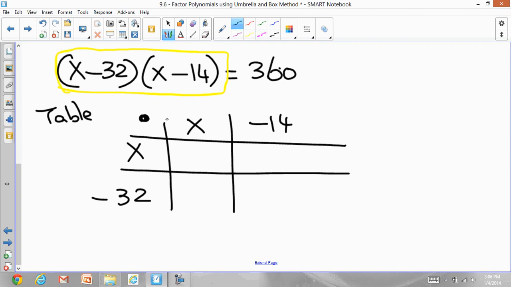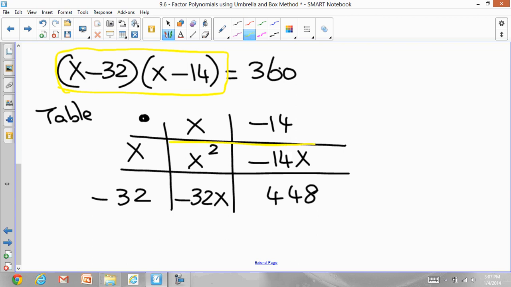So I'm going to get x multiplied by x is going to be x squared. X multiplied by negative 14 is going to give me negative 14x. X multiplied by negative 32 is going to be negative 32x. And negative 14 multiplied by negative 32, use your calculator, and you're going to get 448. So once you get this one, this becomes part of the solution for the left side.